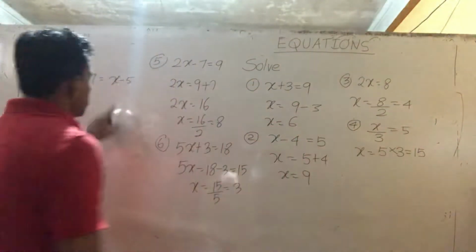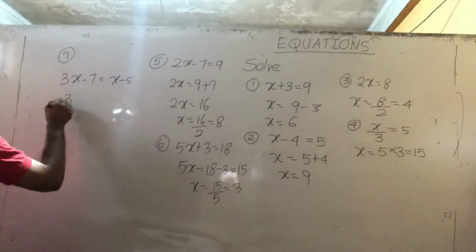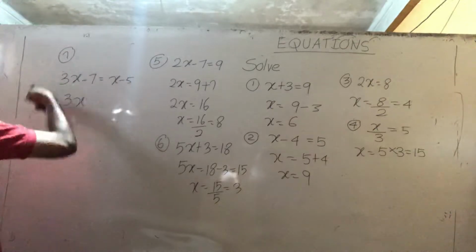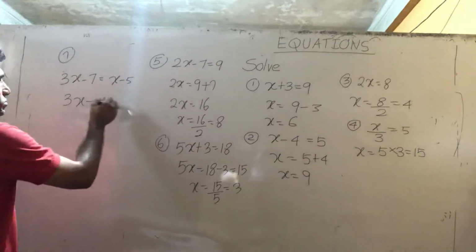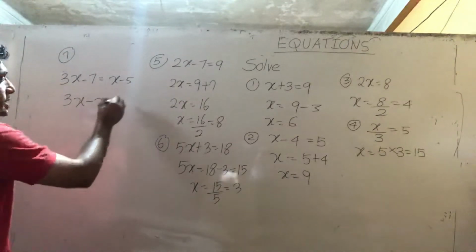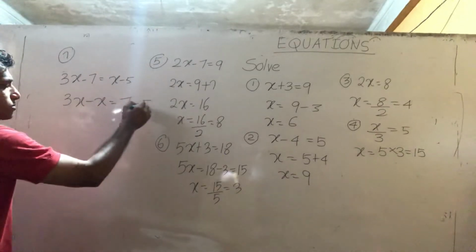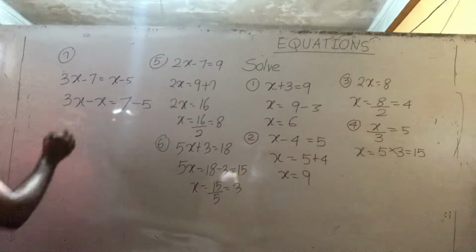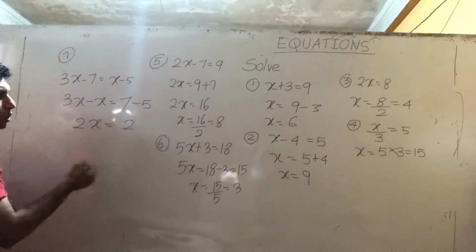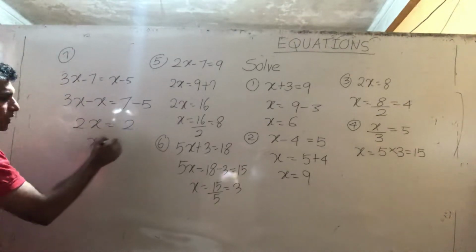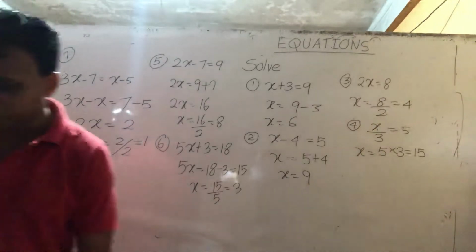Therefore, I take this x this side, minus 7 that side. So what happened? 3x, this x this side, minus x. It's a positive x, no, therefore minus x. This minus 7 that side, plus 7. Here already minus 5 available. So 3x minus x, 2x equal 7 minus 5, 2. 2x equal 2, means x equal what? 2 divided by 2. The answer is 1. X equal 1.